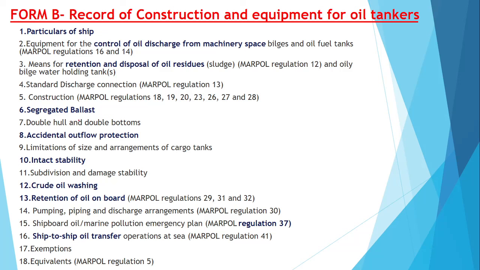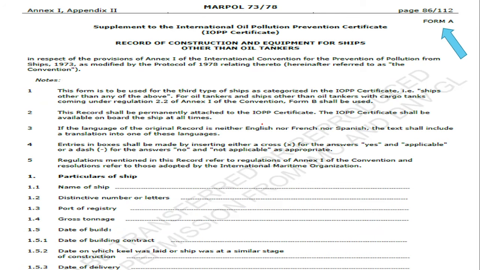Construction, segregated ballast tank, double hull, accident outflow, intact stability, crude oil washing, okay, subdivision. See, these are all the differences for Form B. So now let's see the form. So now what we are seeing here is Form A. What is Form A?